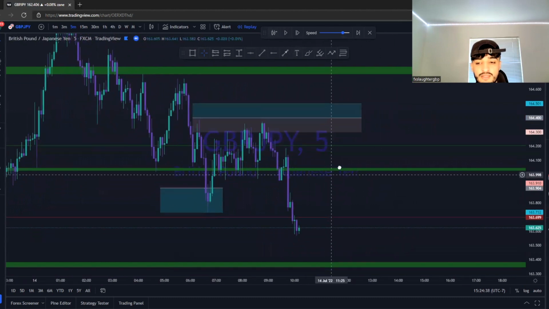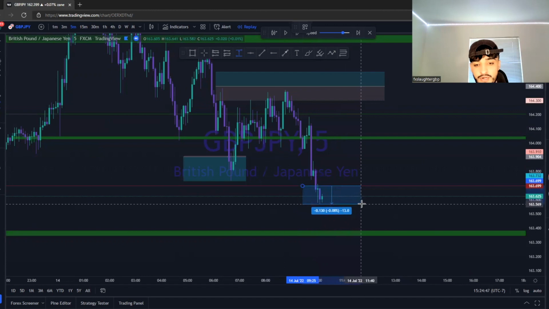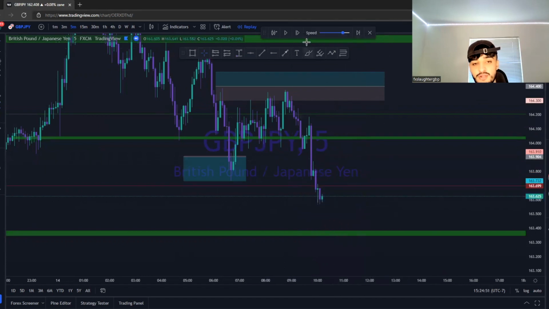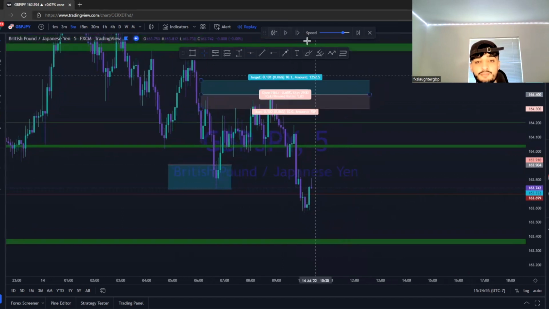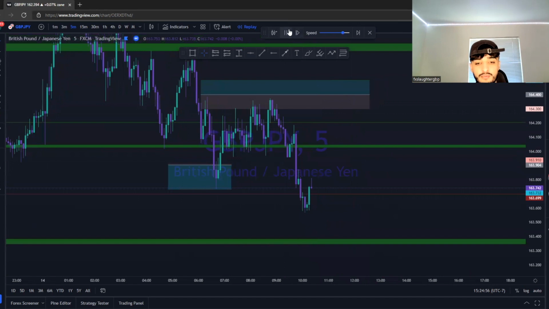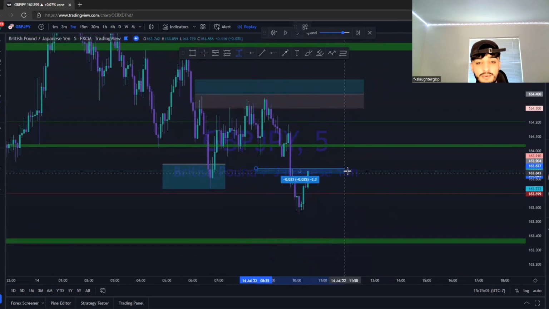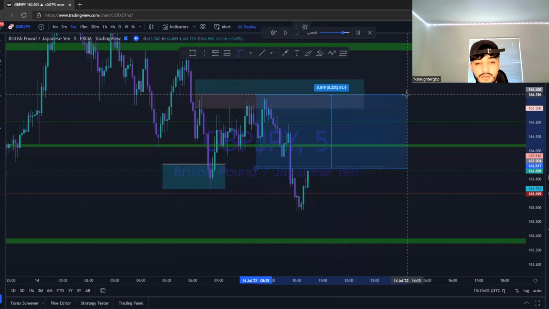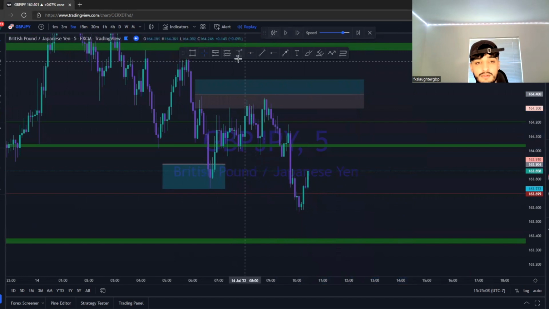So 700 sells are triggered, and we already hit 10 pips. So if it comes back to 700, I'm break even. So break even on this trade. Now, another potential buy could be above here. Clean traffic. Let's see.